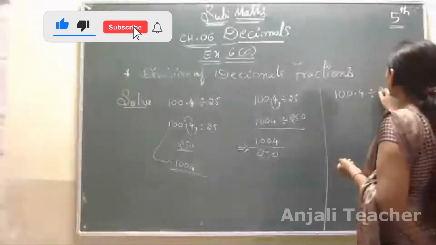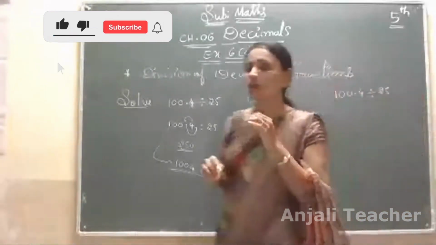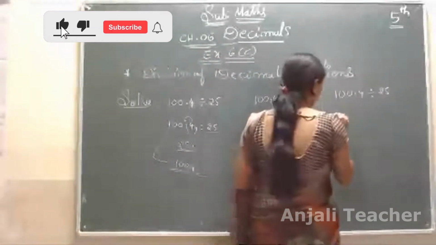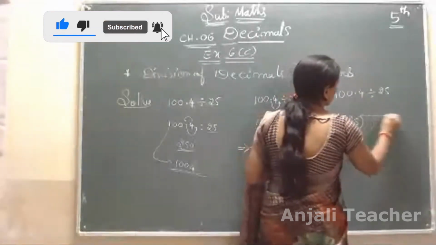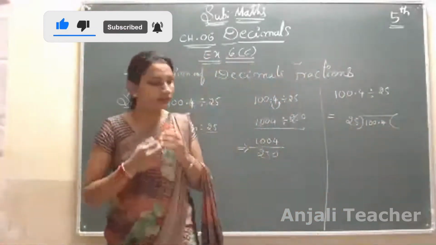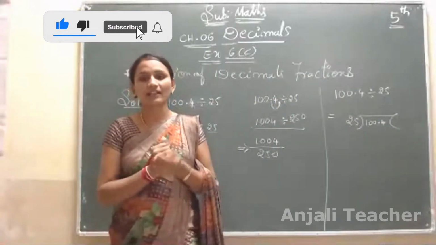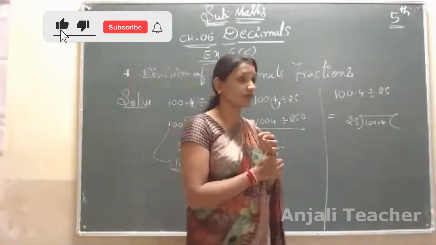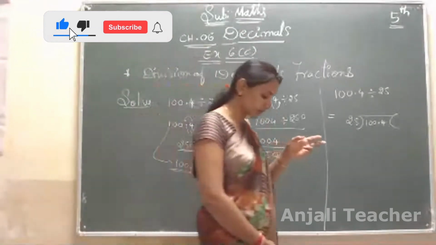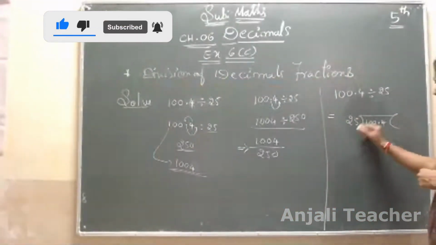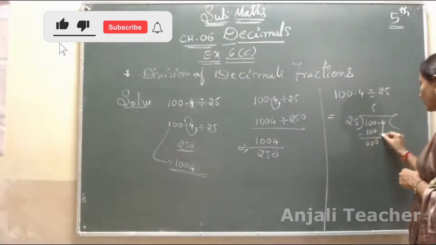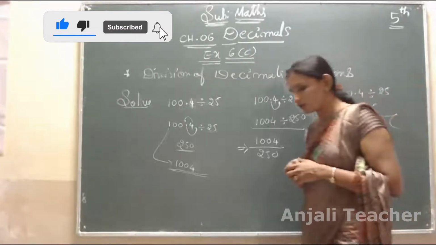So 100.4 divided by 25. Students, 100.4 divided by 25. So I have to write it here. First the divisor is 25, and the dividend is 100.4. Sometimes you have to write the point; sometimes if you get confused, you don't write the points. First I will show you the method. Students, you know 25 fours are 100. So 0, 0. Then you have to take down 4.